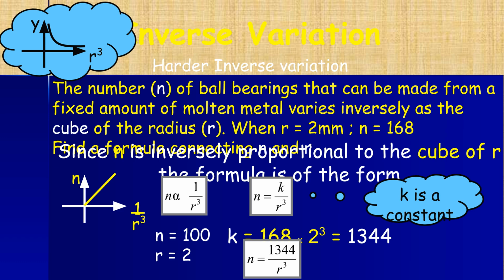The number of ball bearings n varies inversely as the cube of the radius r. When r equals 2 millimeters, n equals 168. Find a formula connecting n and r. Since n is inversely proportional to r cubed, n equals k over r cubed. Substituting the values, 168 equals k over 2 cubed, which is 8. Thus, k equals 1344. The formula is n equals 1344 over r cubed.